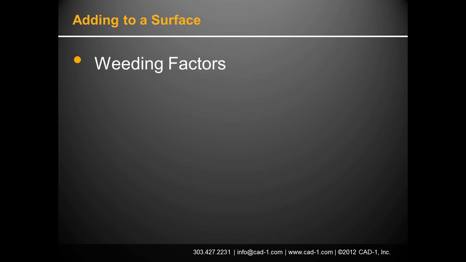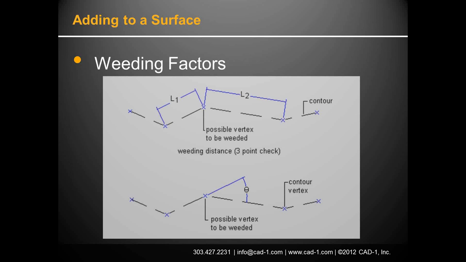All right, so the weeding factors. Where would I use weeding factors? We use weeding factors when you've got really dense data. Maybe I extracted a contour out of a surface, and I want to add it to another surface as a break line, because that's where I'm going to be grading from or something like that. And that contour might have a ton of vertices on it. So I would weed the snot out of those.